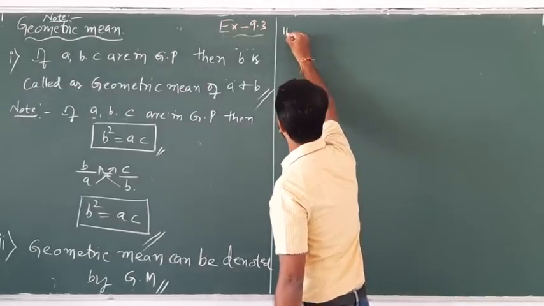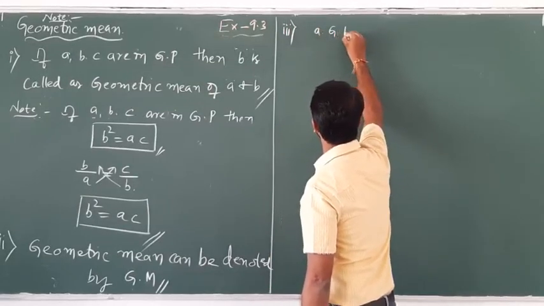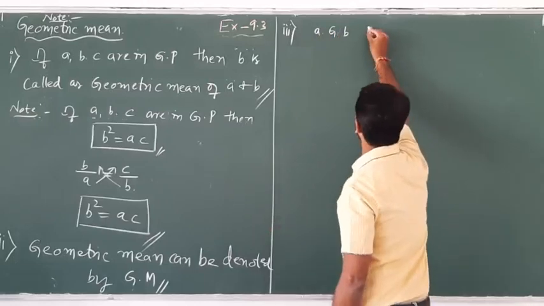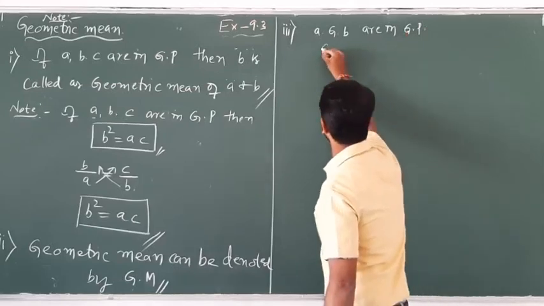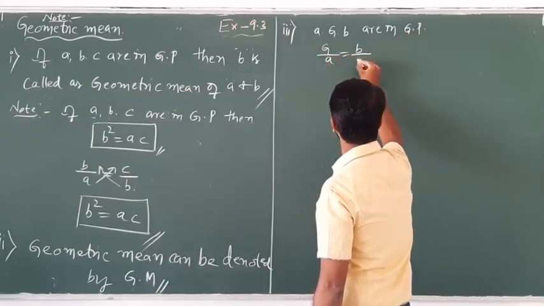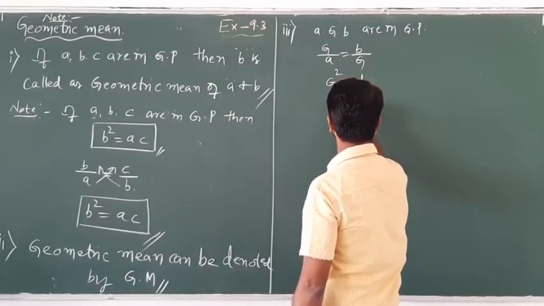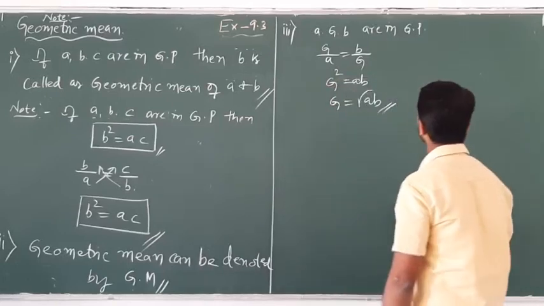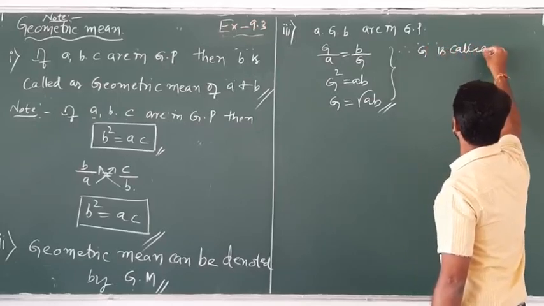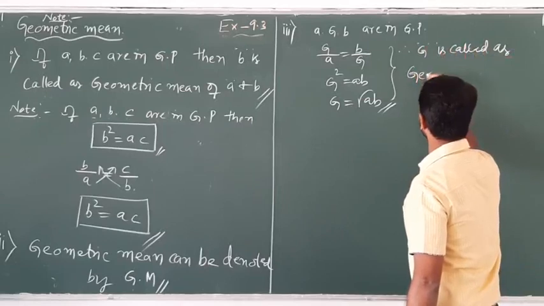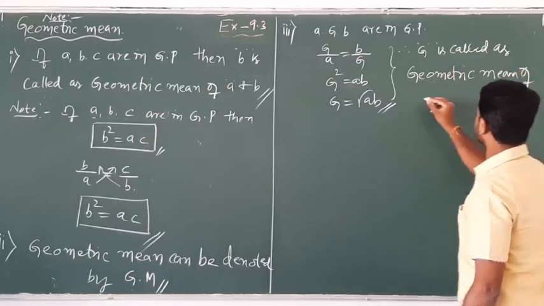Geometric mean, third point: the geometric mean of A and B. So A, G and B are in GP. Therefore G divided by A is equal to B divided by G. That implies G square is equal to AB, so G is equal to root over AB. Therefore G is called the geometric mean of A and B.